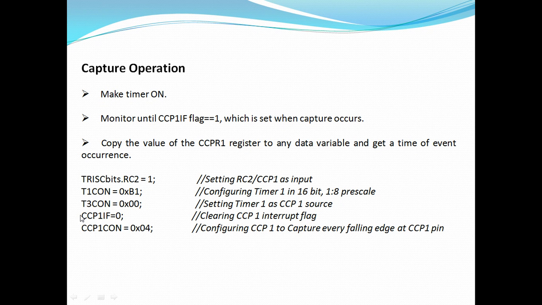And here initially we will clear this flag to check the status of whether the event occurred or not. Then I will configure the CCP1CON register with the 04 value for falling edge selection and 05 for rising edge selection. So you should remember CCP1CON equal to 04 is the falling edge capture mode, and 05 is for the rising edge capture mode.